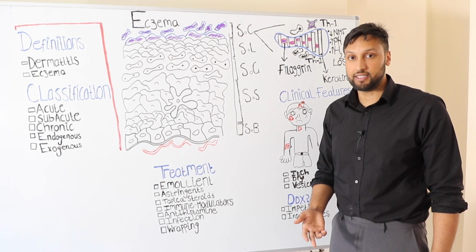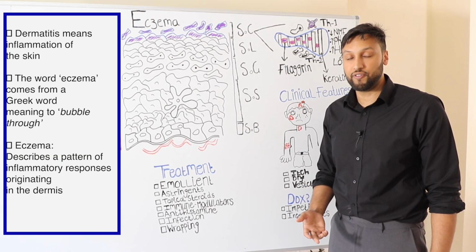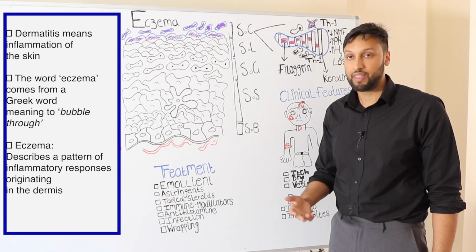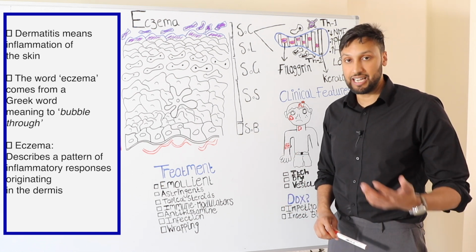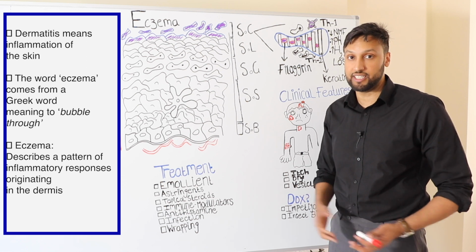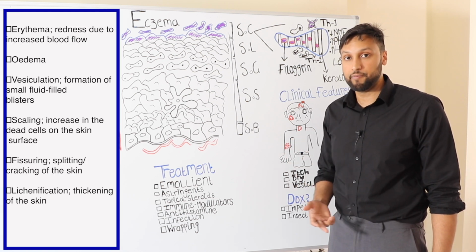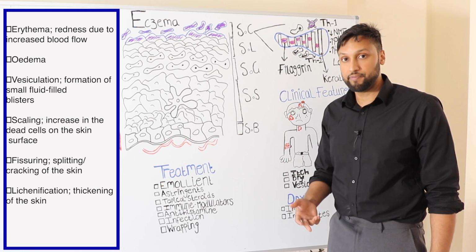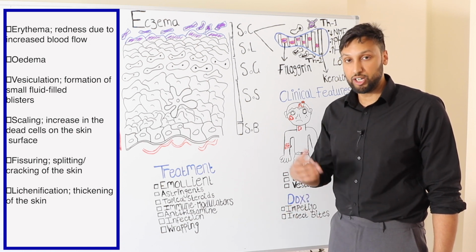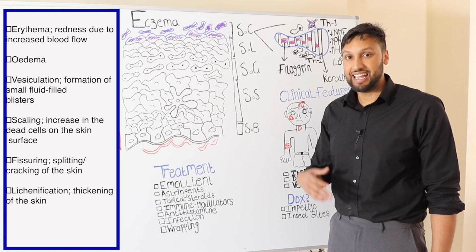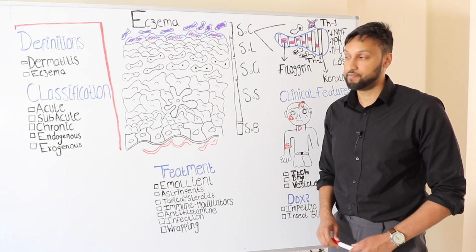What is dermatitis? Dermatitis itself refers to the inflammation of the skin. Eczema, on the other hand, is a term that can be used to describe a group of conditions. And these conditions are marked by erythema, edema, vesiculation, dryness, scaling, lichenification, and fissuring.